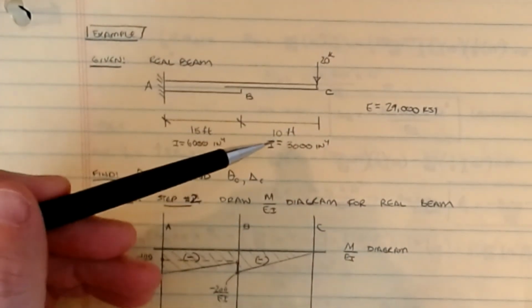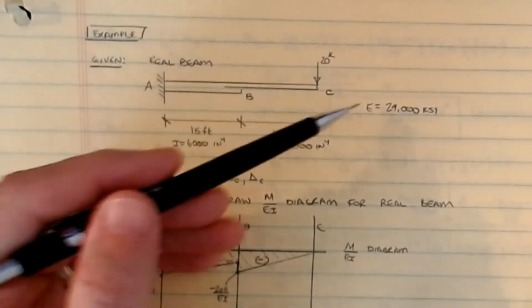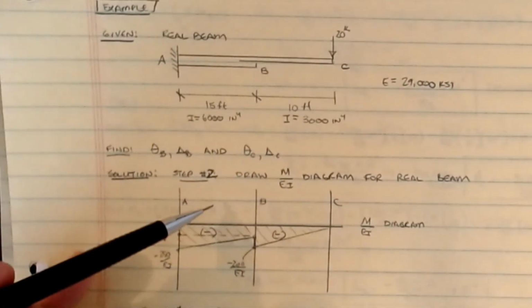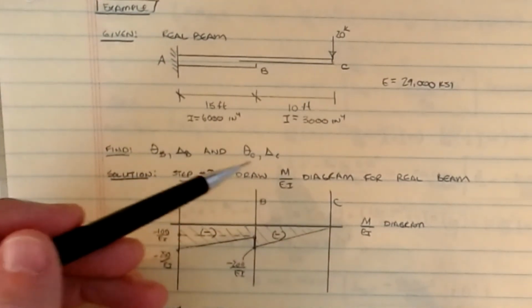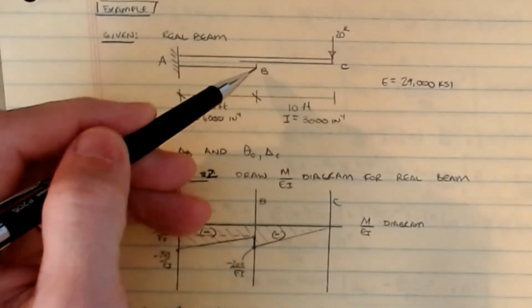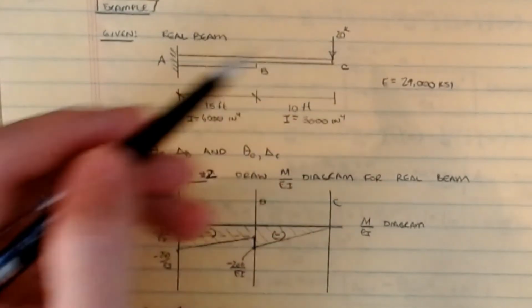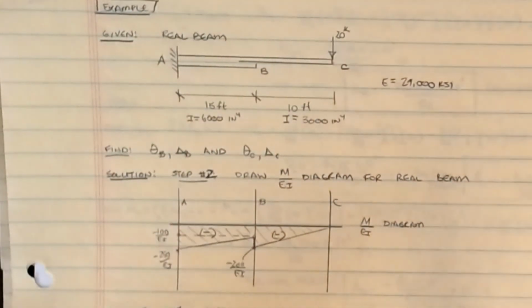Okay, so our I is 3,000 inches to the fourth, and an E is 29,000 ksi, and we want to find then the slope and deflection at B and the slope and deflection at C. So A is the wall, B is the change in property, and C is out at the tip. And we do have a 20 kip load acting up.